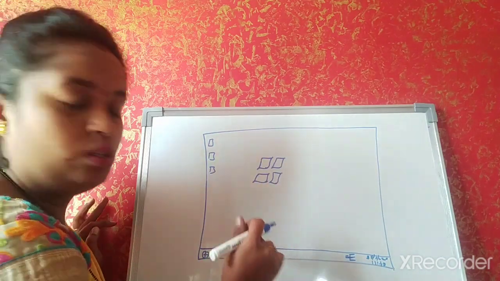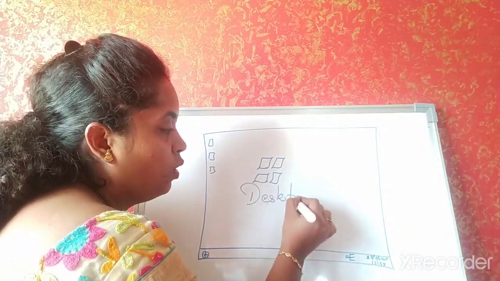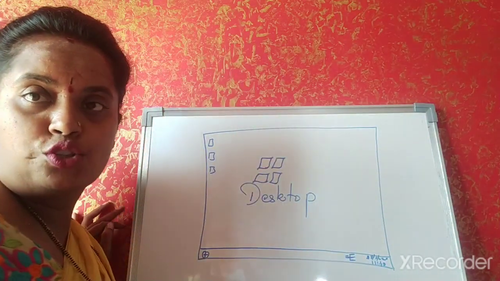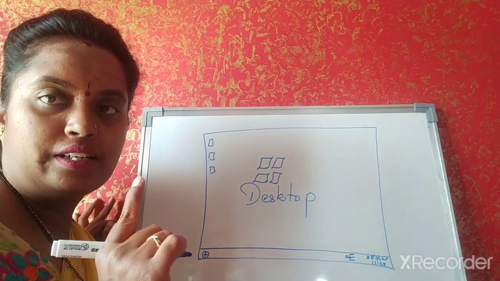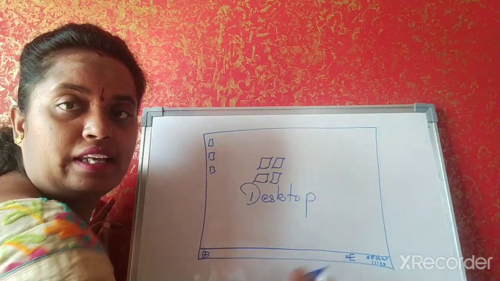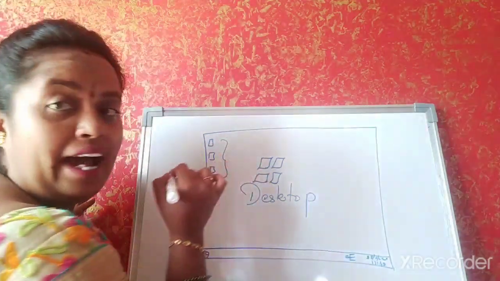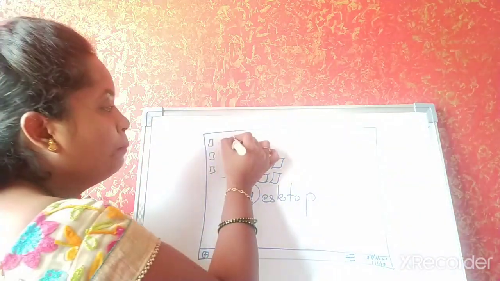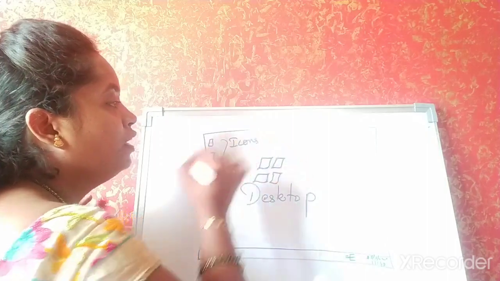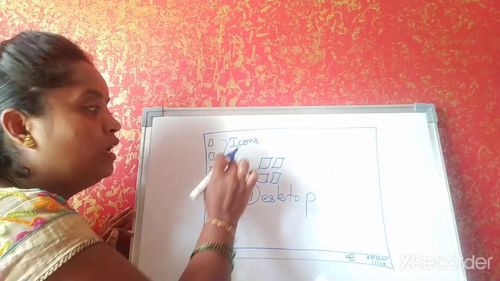This whole thing is called the desktop. Repeat with me and concentrate. Don't get distracted. Got it? This whole screen is called the desktop. These are called icons. My computer, recycle bin, documents, my drive, all those things will be there. So these are called icons.